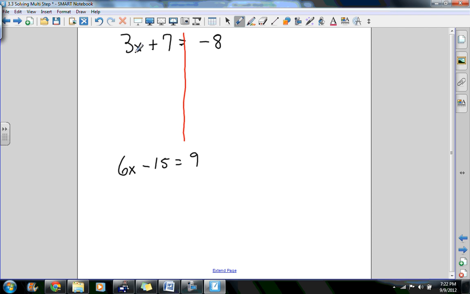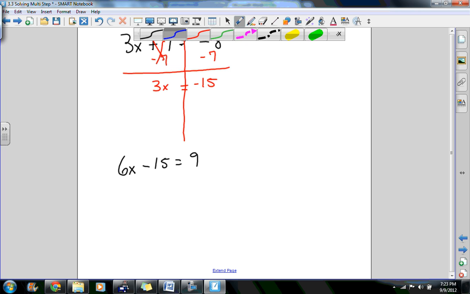So I see the 3x is closest to the variable, so I want to get rid of what's farthest away from the variable, which is the +7. So I know the opposite of +7 is -7. I like drawing these lines to tell me when my steps are over, by the way. So I get 3x equals -15.